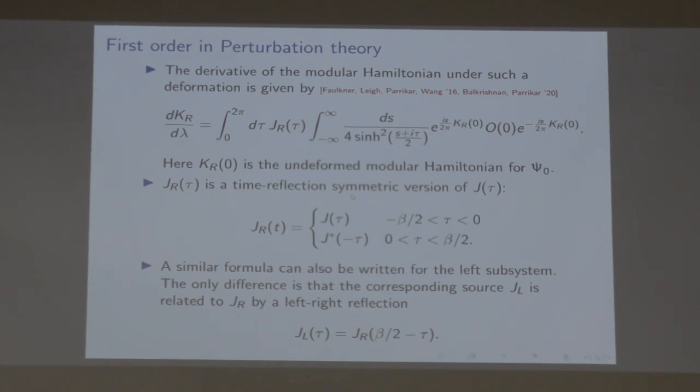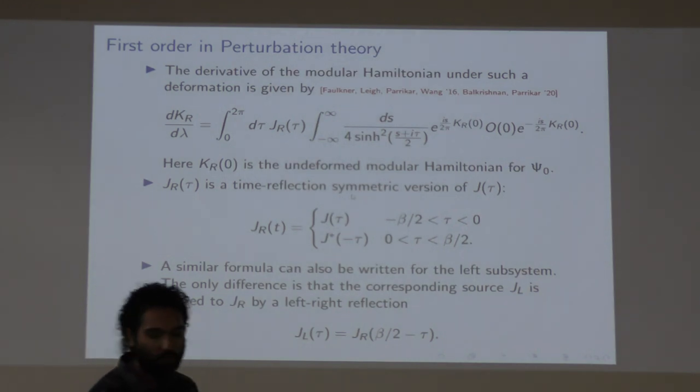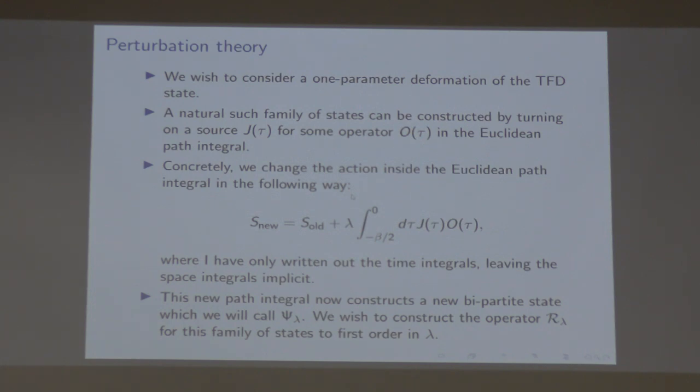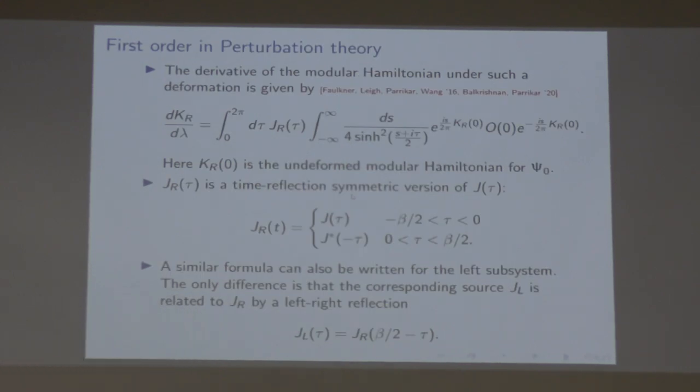You remind again what O was? Yes. So I'm considering deformations of the thermofield double. It just was called J O. O is just the operator. But this expression has both O and the source. That's right. Indeed, the source is integrated over in Euclidean time, but the operator is in real time. That's the structure of this.